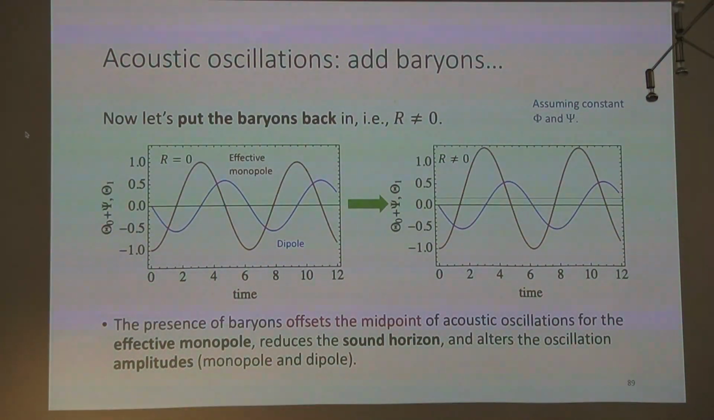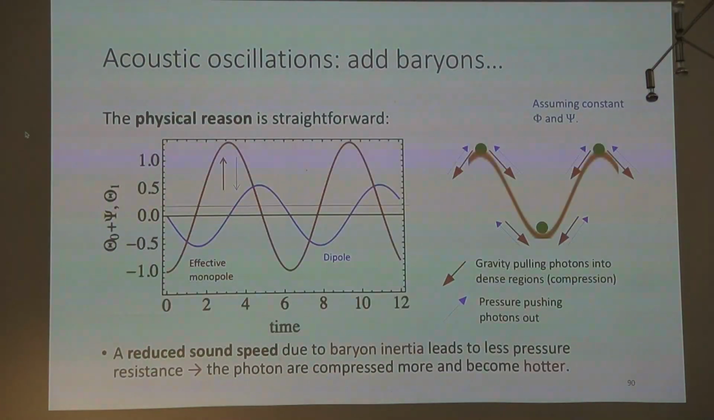It does happen. Okay. So overall, what it means is that if I look at these oscillations here, particularly the red monopole, effective monopole oscillations, you're offsetting the midpoint of the acoustic oscillations. Okay, because instead of oscillating around 0, you're actually oscillating a little bit above as a result. Okay, that's interesting. Well, actually, physically, why that is so is quite straightforward to understand.